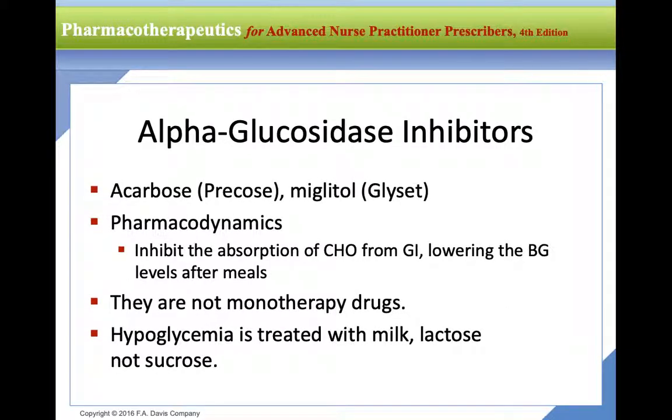Alpha glucosidase inhibitors. These aren't used very often anymore. The best way to describe them is they're basically sulfonylureas, but given with a meal.